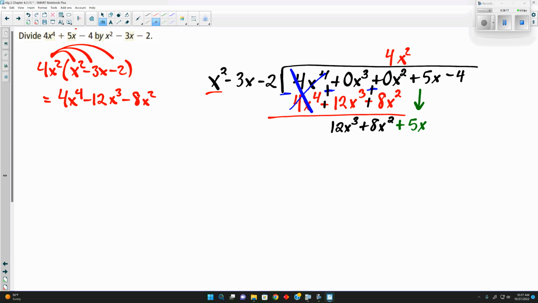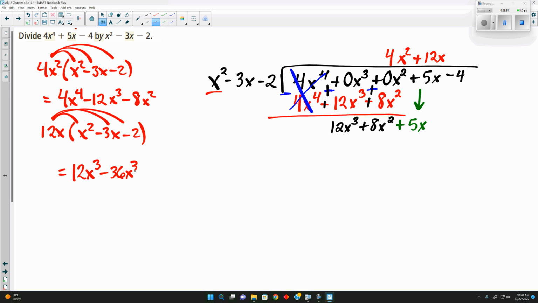Repeat the process. What times x squared gives us 12x cubed? And it'd be positive 12x, yes. Then we'll do the multiplication again. 12x times x squared minus 3x minus 2. 12x times x squared is going to be 12x cubed. 12x times negative 3x is going to be negative 36x squared. And 12x times negative 2 is negative 24x.